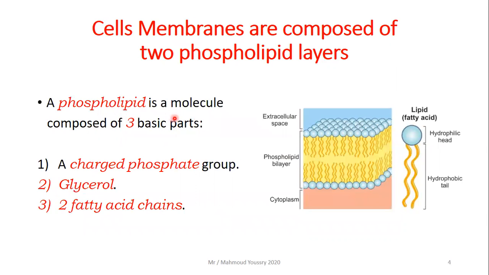A phospholipid is a molecule composed of three basic parts. Number one, a charged phosphate group. Number two, glycerol. Number three, two fatty acid chains. So this is the head. The head consists of the charged phosphate group and the glycerol, while the tail is two fatty acid chains, arranged as you can see in this picture. The heads are to the outside and the inside, and in between we have fatty acid chains.